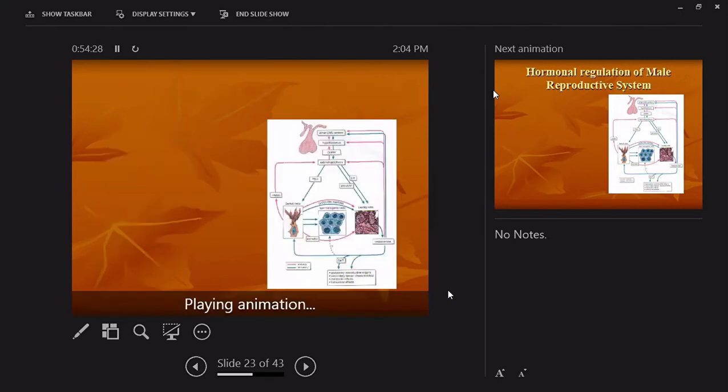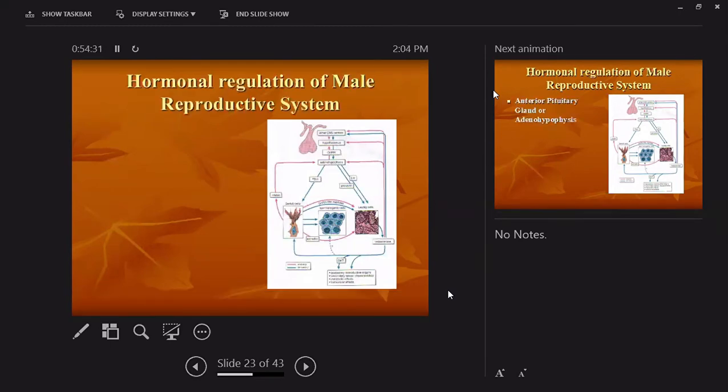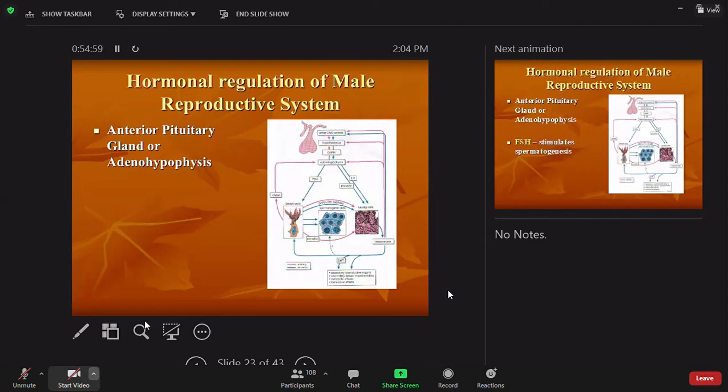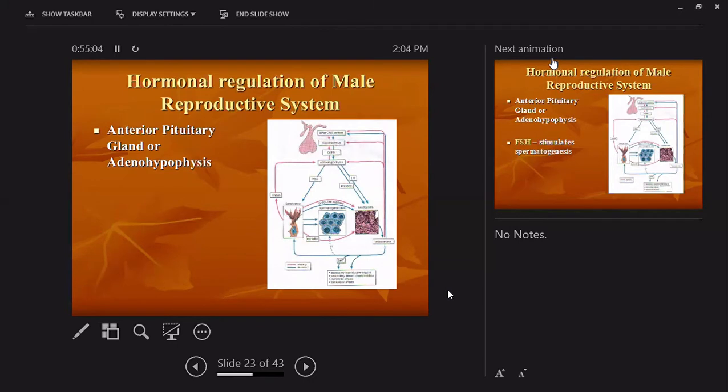So there you are. Now, let's go to the hormonal regulation of the male reproductive system. Hormonal: your anterior pituitary gland, or adenohypophysis. Dr. Lasaka has lectured this already to you, the hormones of the anterior. Okay, so this would be a lot easier now.